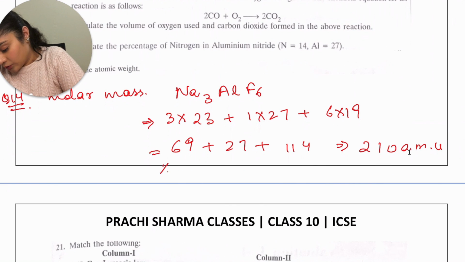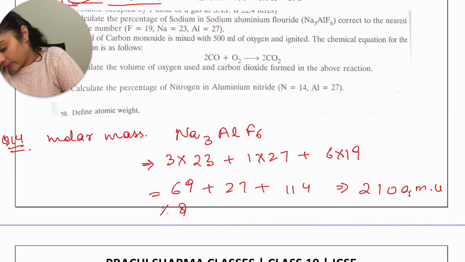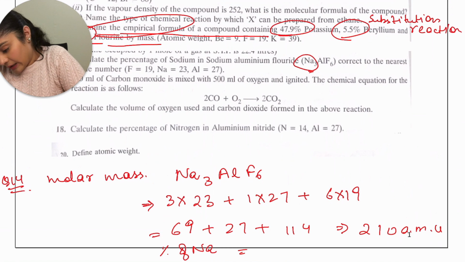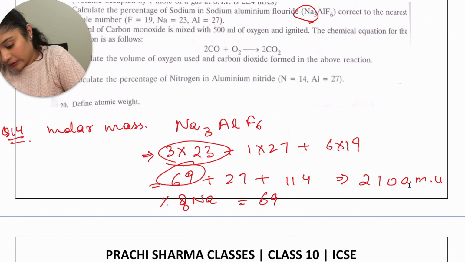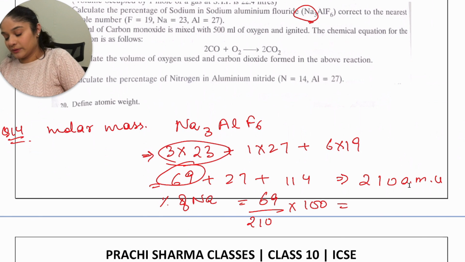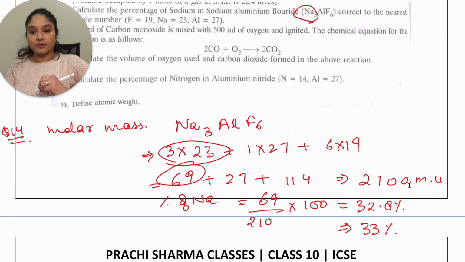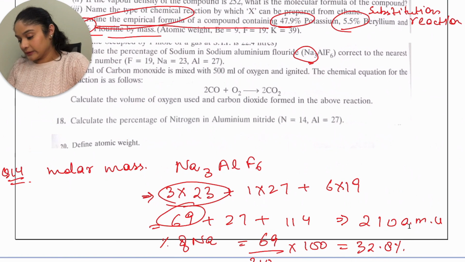Now use this information ahead. So we are calculating the percentage of sodium. So percentage of Na would be, so Na, how much do we have? Na 3 times 23. So you have 69. So 69 divided by 210 times 100 will give you the percentage. If you want, I can quickly calculate that too. So this would be 32.8%, and approximately you can write 33%. Okay, students, this is question number 14. Moving on to question number 15.